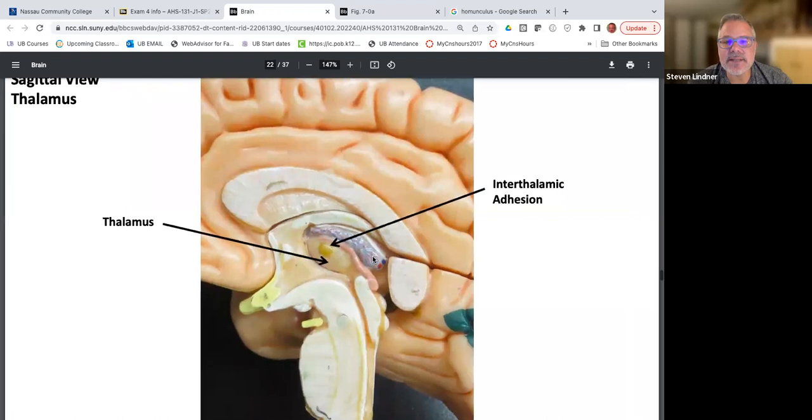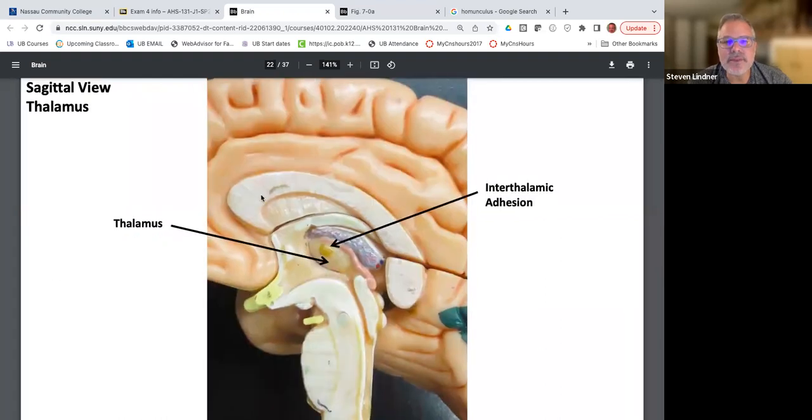Still looking at the sagittal view, this was the corpus callosum. This was the fornix. There's the shiny layer called the septum pellucidum, which is where the lateral ventricle would be. And then here, this round structure is called the thalamus, whereas the yellow dot is called the interthalamic adhesion. The thalamus is the relay station for all sensory input.